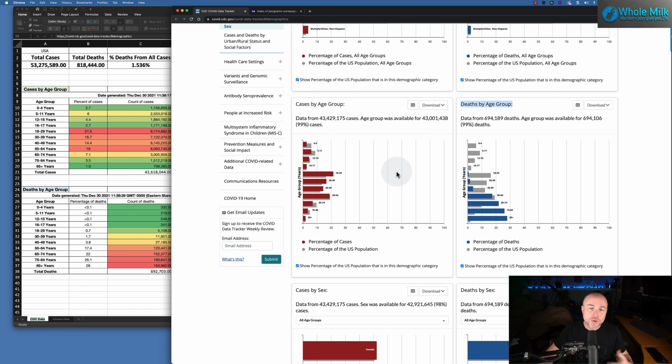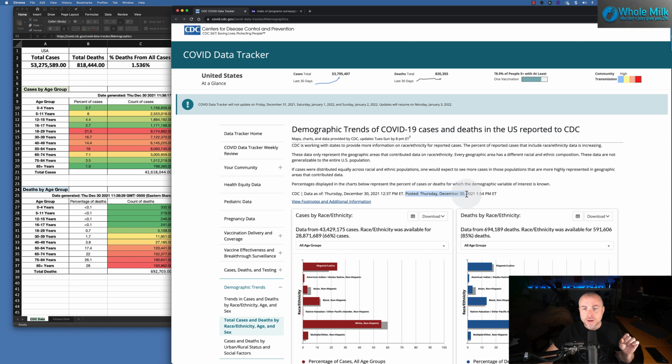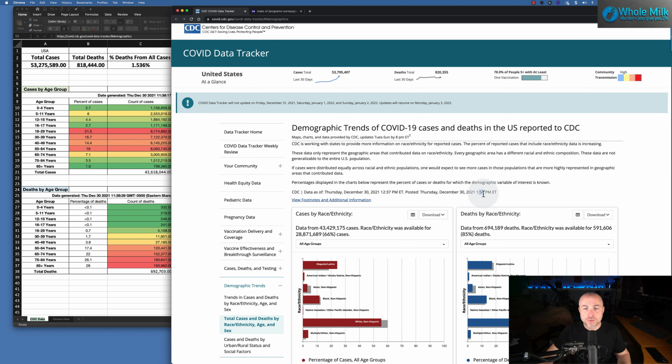But what we're going to do is drop all this over to Excel and take a look at it there, because you can do a little more manipulation with it. All you have to do is click this download here, the CSV file, and download it to Excel. They both have that nice little drop down so that you can download it quickly and easily. First thing I want to point out is this data was posted on December 30th, 2021 at 1:54 p.m. So this is the freshest data. I just pulled this up before.